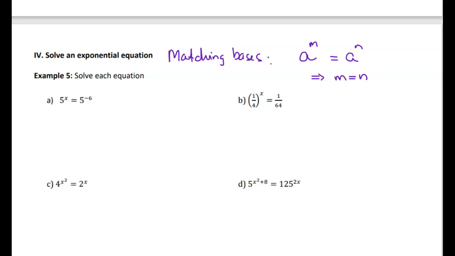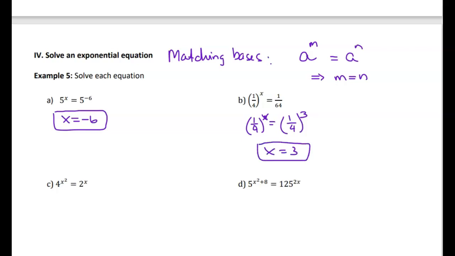So if we get the same base, we basically can cancel it out and make an equation out of the exponents. Okay? So in part A, we have 5 to the x and 5 to the -6. Because the bases match, we say x equals -6. All right, so that's the solution. All right, let's look at B. (1/4)^x equals 1/64. So let's rewrite 1/64 as (1/4) to the 3. So we want to transform this side so it has the same base as that side. The bases match, and x has to equal 3.